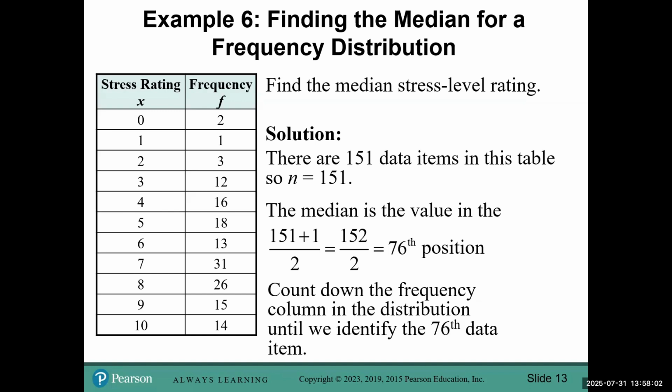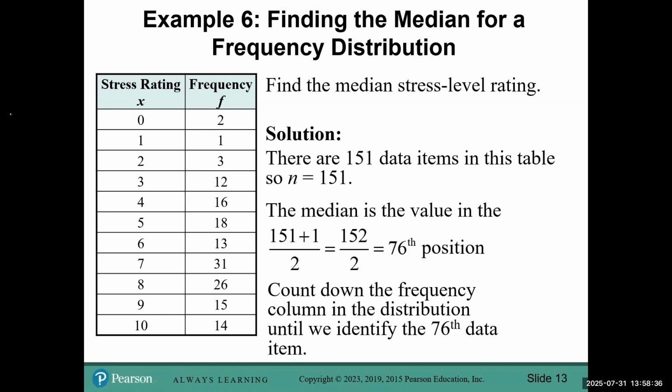So to find the median, what I first need to do is figure out how many data items there are, which we've already done. We added up these frequencies and we got 151. So the middle value would be whatever's in the position that's half of 151. And so we have to add 151 plus 1, which gives us 152, divide by 2. So the 76th position, there would be 75 values below it, and then 75 values above it.